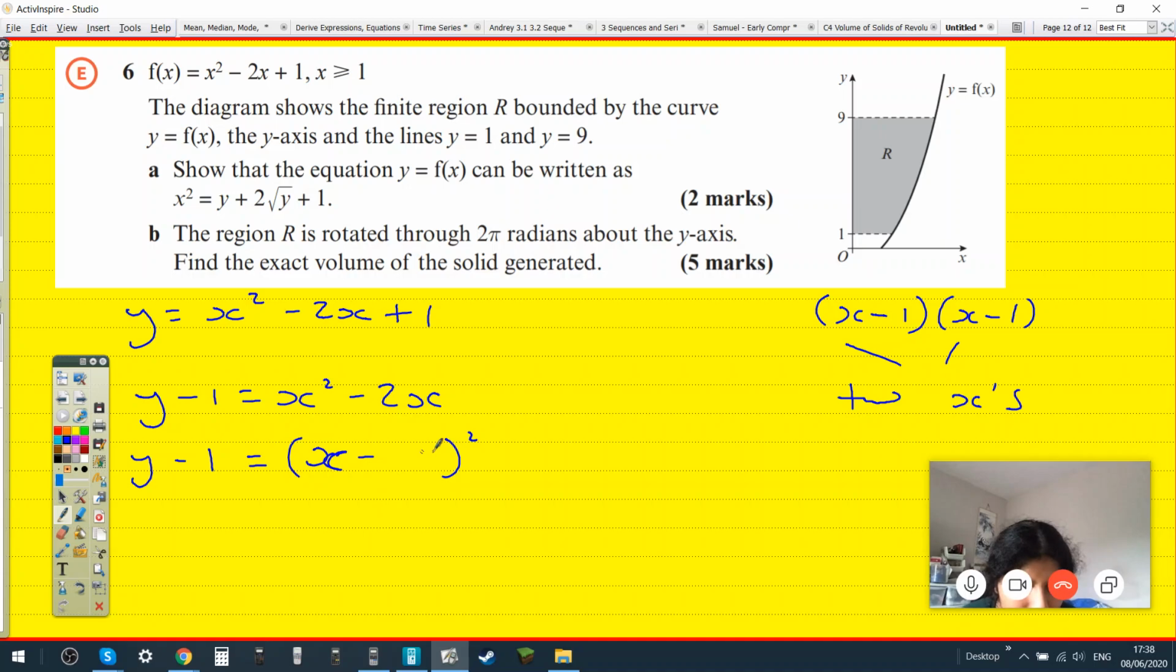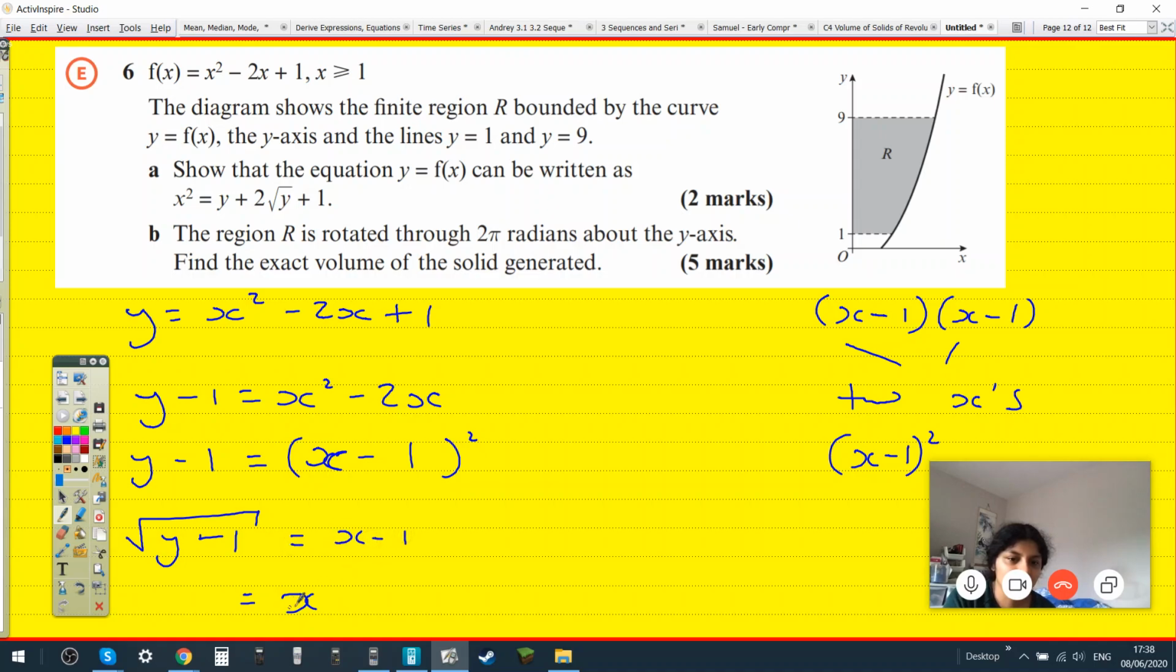X minus 1? Yes, and actually this is a very special case because it was the same bracket twice, and so actually that would just be x minus 1 squared. Alright, make x the subject. Square root. Yep. And then add 1 to both sides. So x is 1 plus square root of y minus 1.